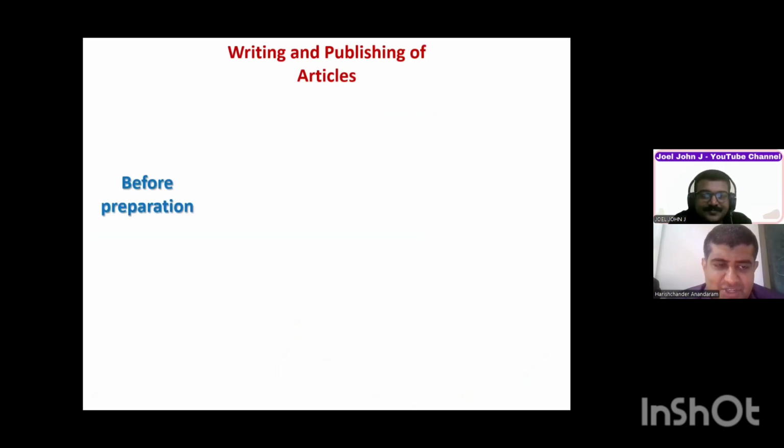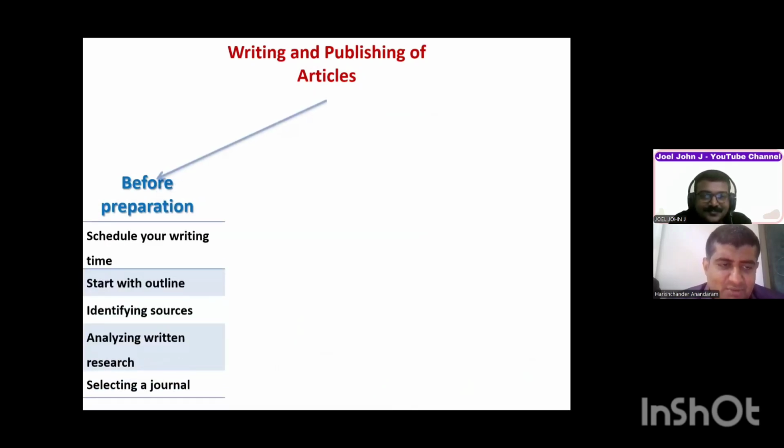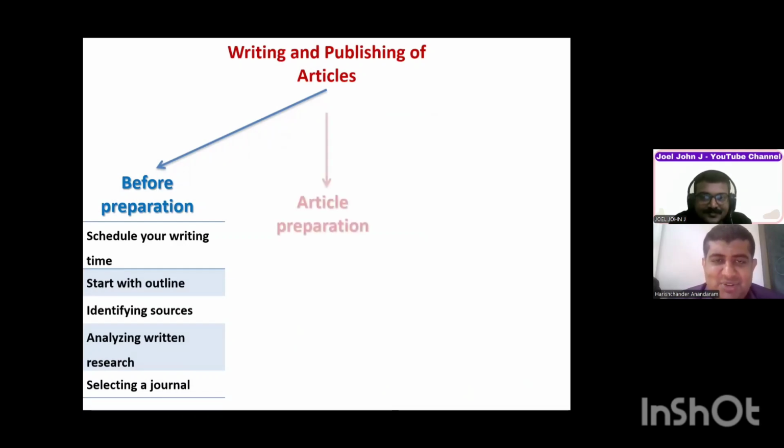That is, preparation time is there. So, before preparing an article, we should have a proper schedule for the writing time. Start with the relative outline, identify the relative sources, analyze the written content, and then we have to select a journal. But people nowadays select a journal and then go for writing. That is not the way to do it.